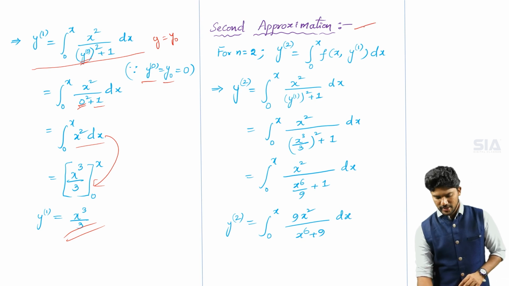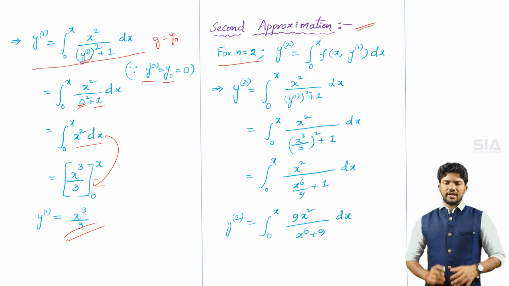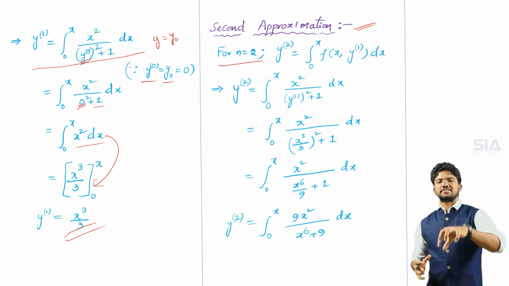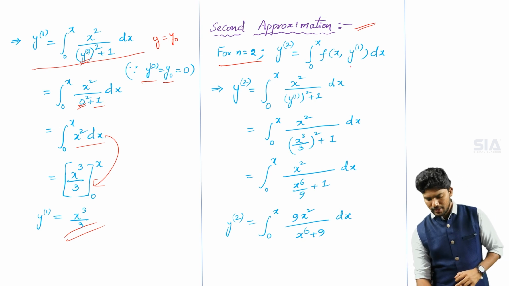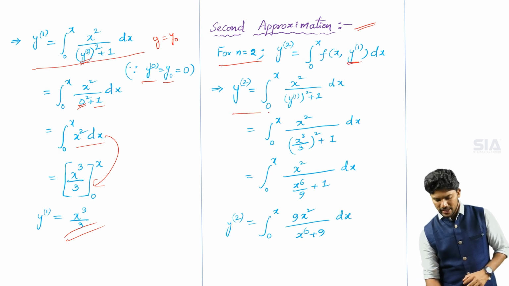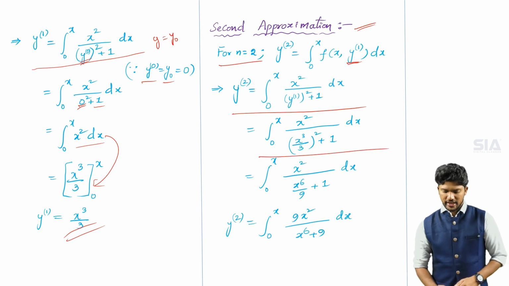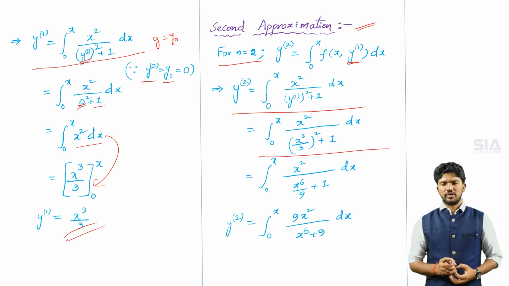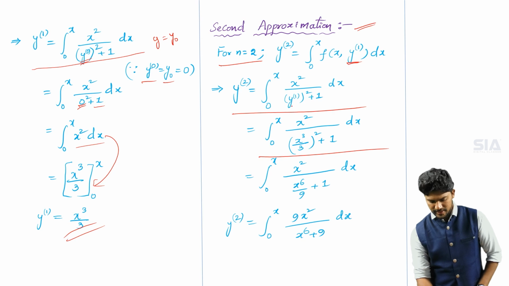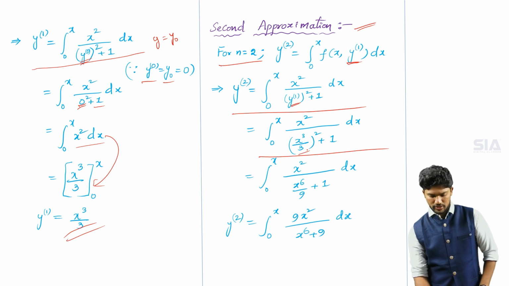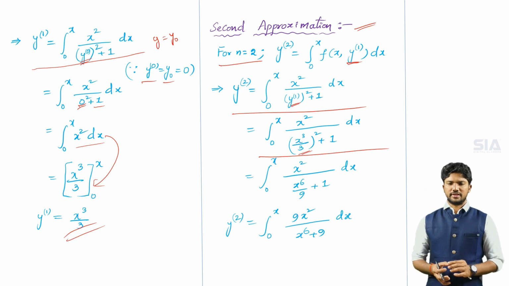Next, the second approximation, n is equal to 2. In the second approximation, replace the small y value with the first approximation value and substitute the corresponding values. You will get integration 0 to x of x square by, wherever you have small y, replace it with the first approximation value, x cube by 3 whole square plus 1, dx.